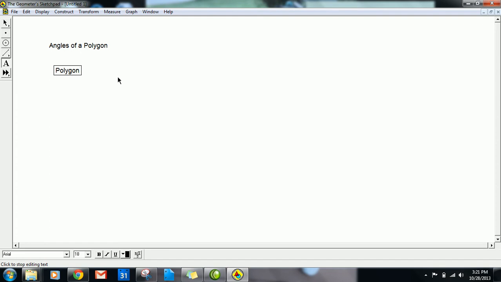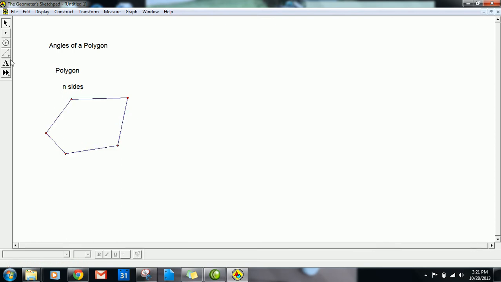So polygons are really closed figures made up of line segments. And we're going to really talk about convex polygons, technically. And they have n sides, right? So n is the number of sides. So this polygon that I just created has 1, 2, 3, 4, 5. So that has 5 sides. So we call that a pentagon, right?